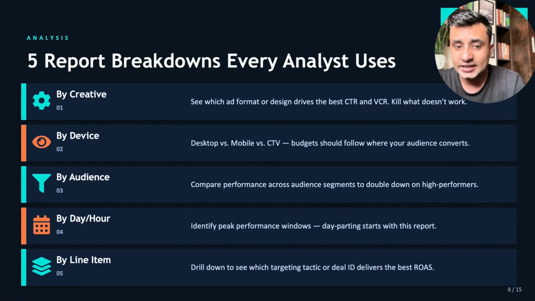And finally, by line item level, drill down to see which targeting tactic or deal ID delivers the best ROAS. On the basis of line item, we can see if a line item which has a particular deal connected to it is working better, or a line item which has open exchange targeted is performing better. So we can download these reports on the basis of line items.